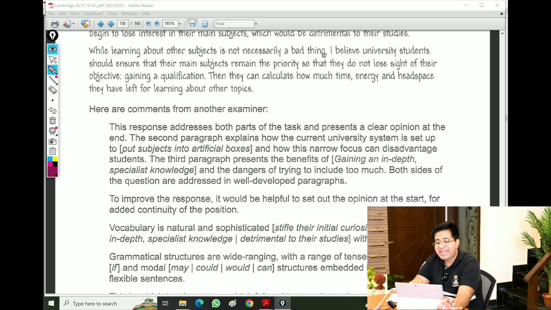Okay, while learning about other subjects is not necessarily a bad thing, I believe university students should ensure that their main subjects remain the priority.